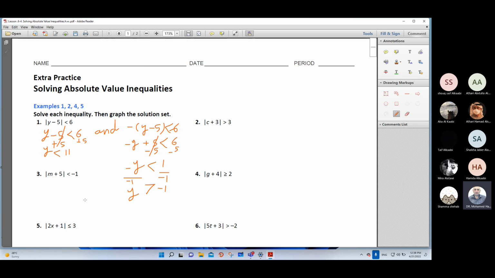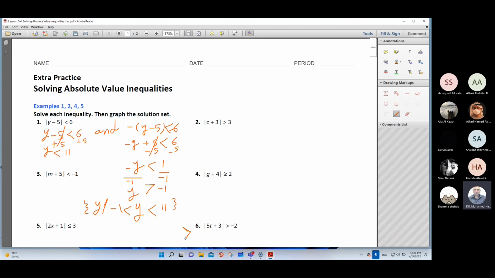You can now write the set of the solution. We have the variable y such that y less than and y greater than means y is between two values: y greater than negative 1 and y less than 11.